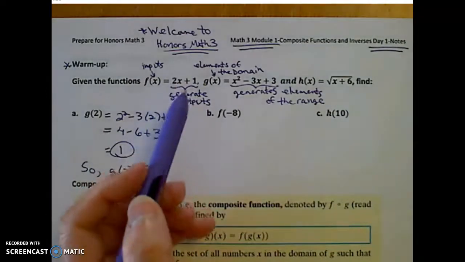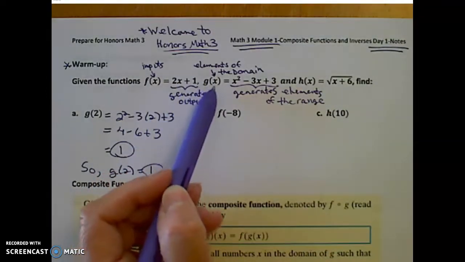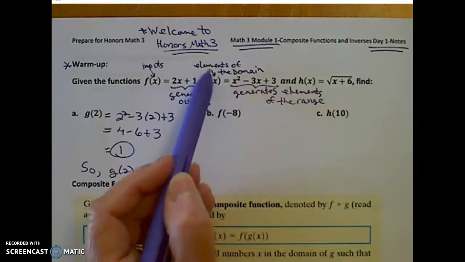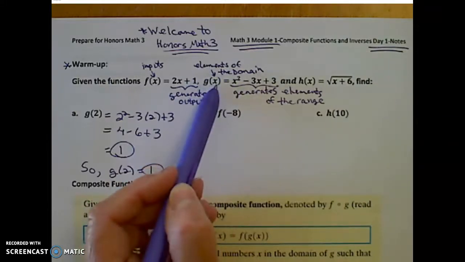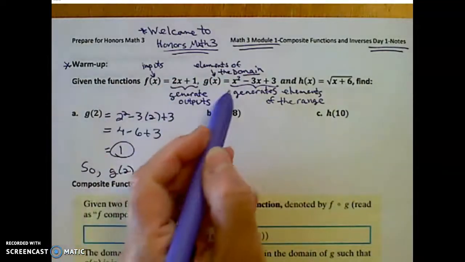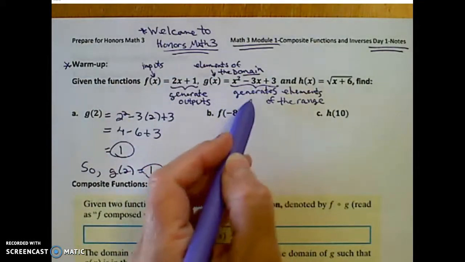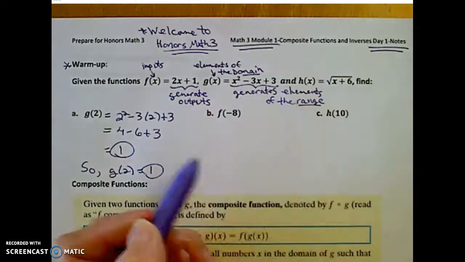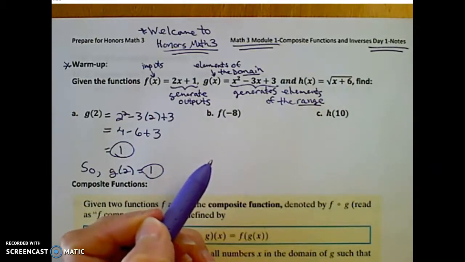Just a little bit more on notation. Remember that the inputs into a function are sometimes called the domain. So those x values represent the elements of the domain. And then the expression on the right generates elements of the range, the outputs.